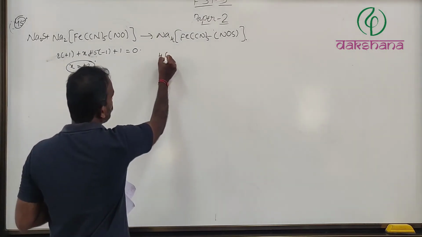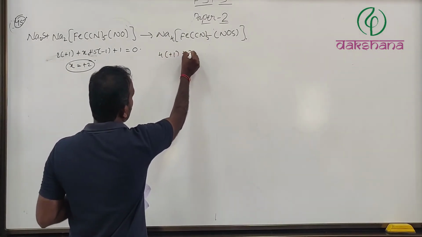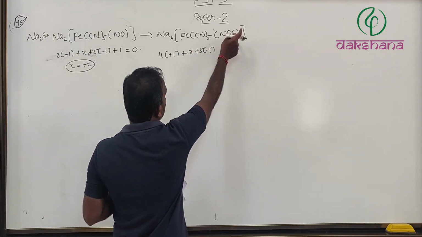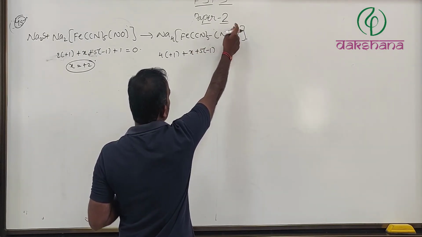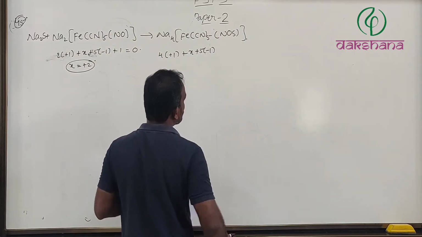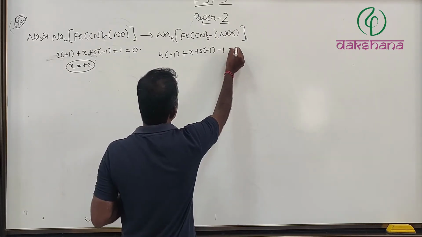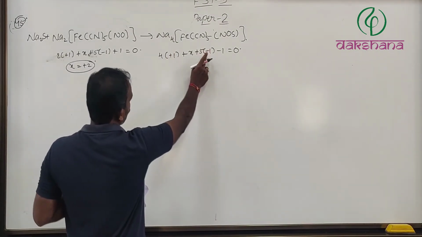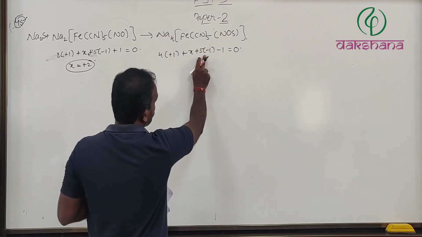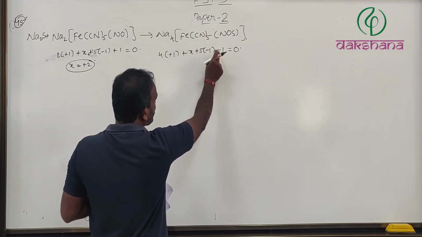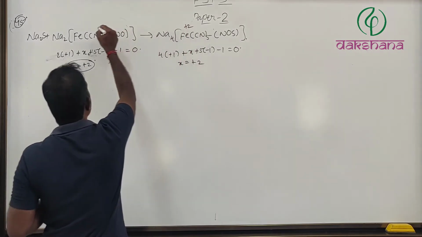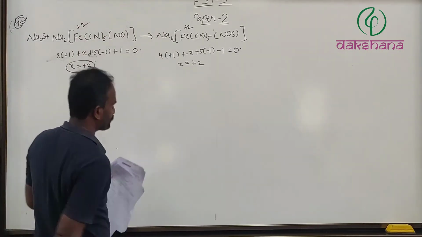Now 4 into plus 1 plus x plus 5 into minus 1. This is because actually NO is plus 1, because of S minus 2 it becomes minus 1. Now it is going to be plus 4 minus 5, it becomes minus 1, minus 1, minus 1. Therefore x equals plus 2. So in both the complexes, the iron oxidation state is plus 2.